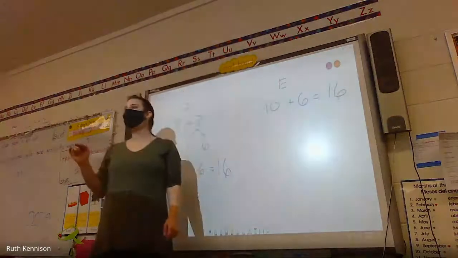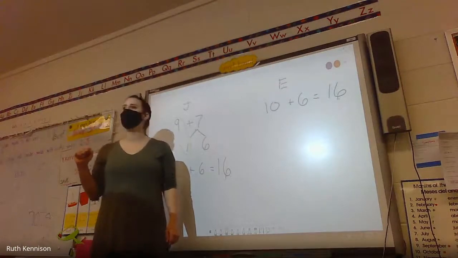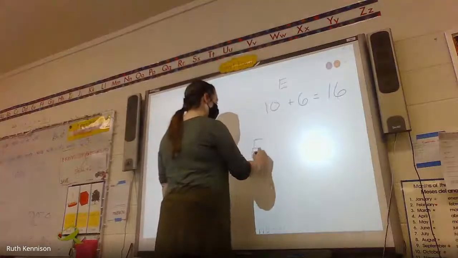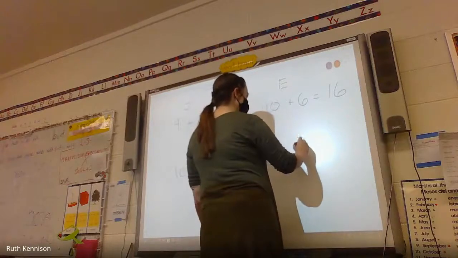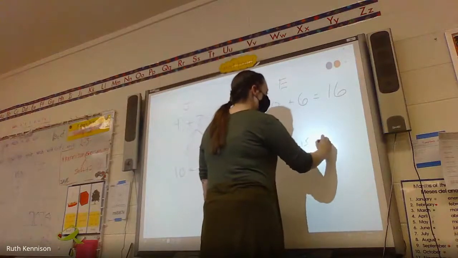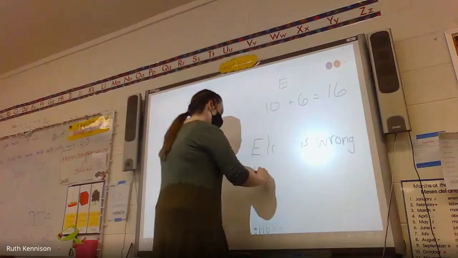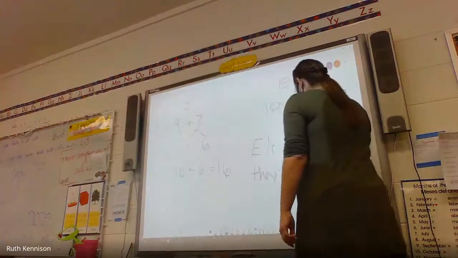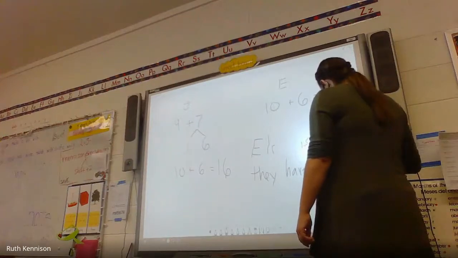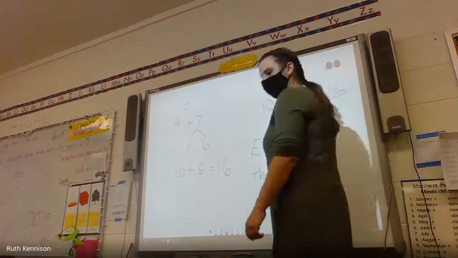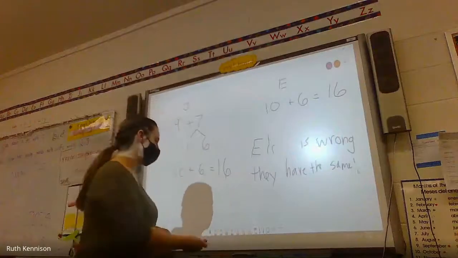So was Ellie right in saying she had more apples? No. We say Ellie. This is how Ellie spells Ellie. That's not how all Ellie spell Ellie, but that's how Ellie does. Ellie, we love her, but she's wrong. But because it's subtraction, it's a little bit different. Okay? They have the same, right? They're equal. 16 is equal to 16, right? It's equal.